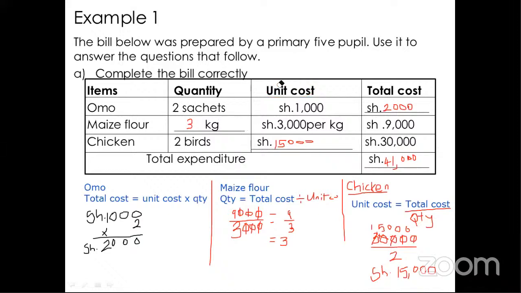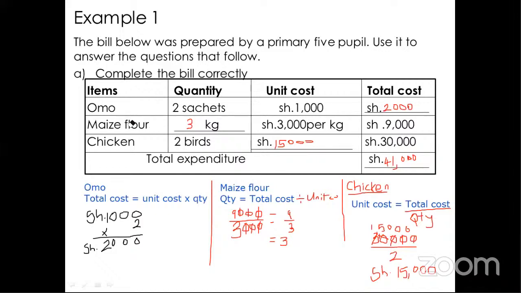So therefore, if you are missing the total cost and the unit cost and the quantity are given, you multiply, like we have done in Omo. Members, can you see? Follow your screen. We have multiplied to get the total cost, which I filled in red. So the examiner, the person who is going to mark, will see under Omo you have multiplied, you have put there 2,000, and you get your mark.